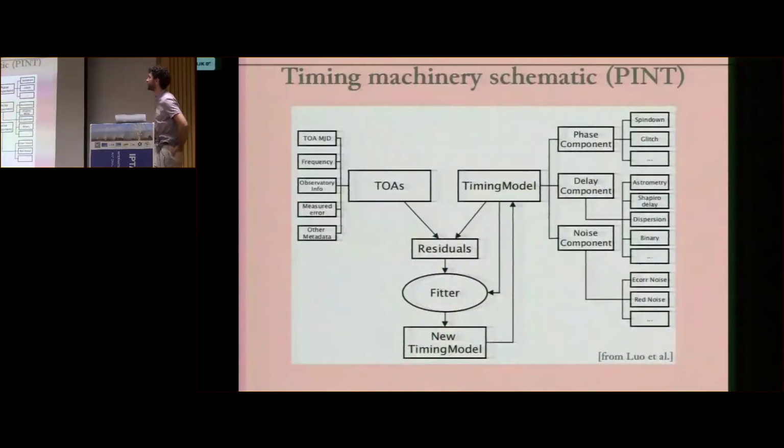I'm not going to spend time here because I showed this plot again in my activity, but schematically this is how you carry out pulsar timing. You have your TOAs. We talked about all these things that are part of the TOAs. You have your timing model. We talked about many of these things which are part of the timing model, and they just fall into different categories. You put them together, subtract them, you get residuals, and you use some software to optimize that to get the best parameters, and then you iterate.